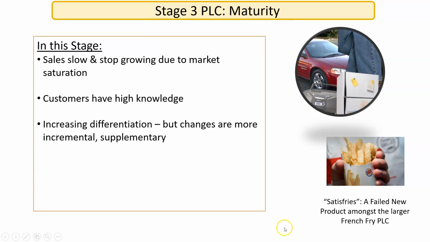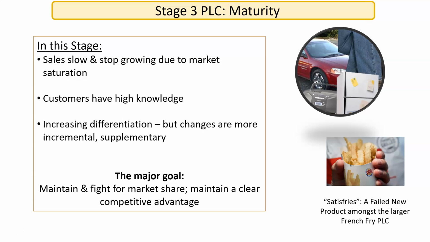And so let's see, an example: Satisfries. This was Burger King's attempt at healthier French fries, and it failed, but the fast food and French fry markets in general continue on in that maturity phase. So in sum, at the market maturity stage, the market has reached saturation, and your goal is to keep your customers and steal away other customers when you can. The market isn't likely getting much bigger, and you need to keep that competitive advantage to keep your customers. It is the longest lived stage, and you just gotta differentiate.